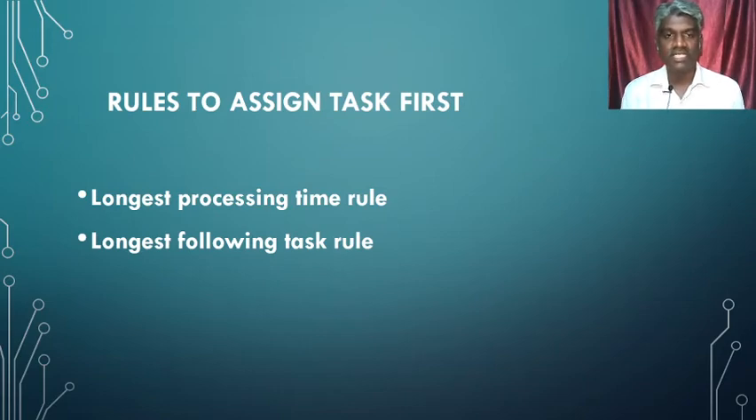And the second rule, the longest following task rule: if there are two tasks A and B, count the number of following tasks from A and B. For example, A has 3 following tasks and B has 7 following tasks, and this rule says you have to assign B first because it has more following tasks.